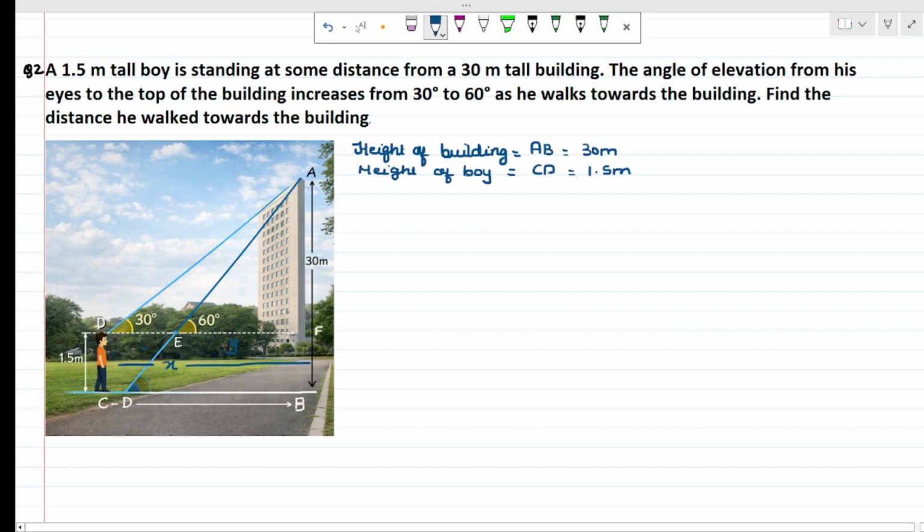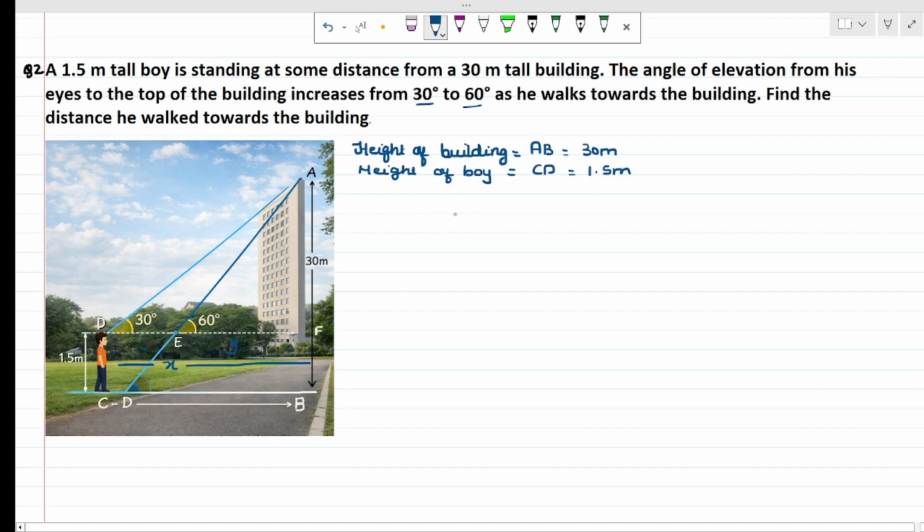Now the angle of elevation from the eyes to the top of the building increases from 30 to 60. Now when two angles are given over here, you should keep in mind that your larger angle always comes in the interior part of the triangle. That means if you are taking two triangles, always make sure that the larger angle is inside and the smaller angle is outside. In the exam, you will not be provided with any kind of figure. You have to make your figure on your own.